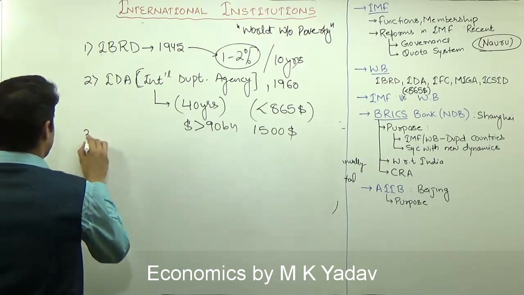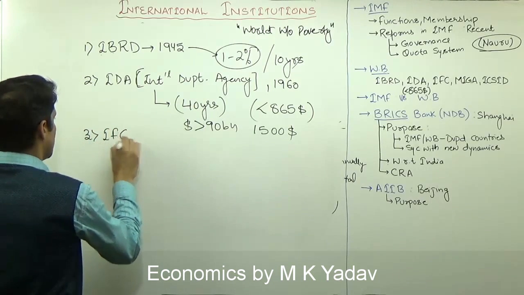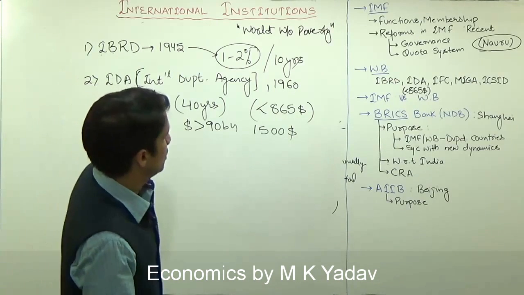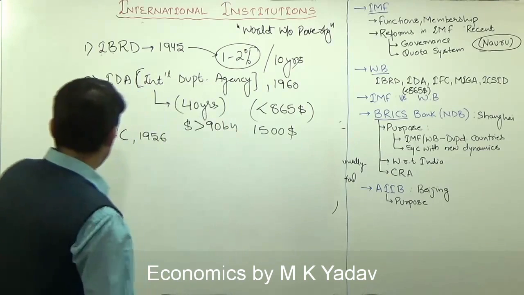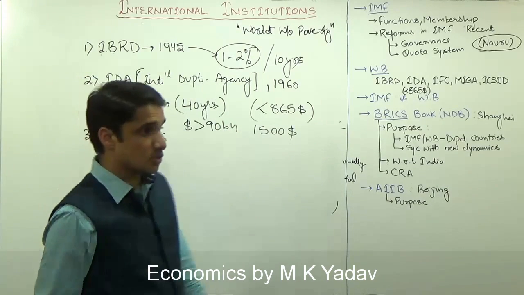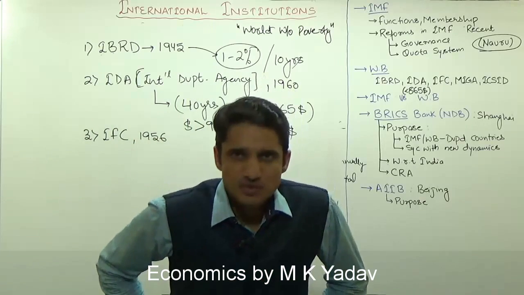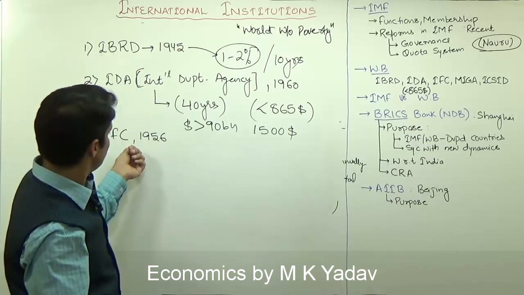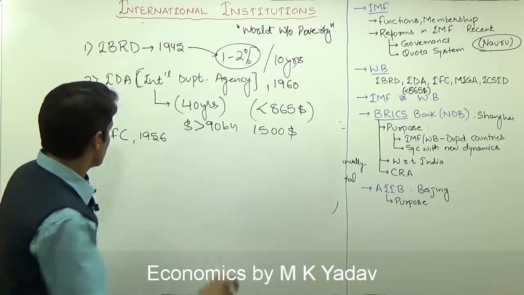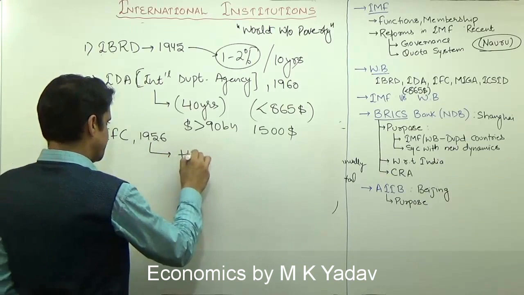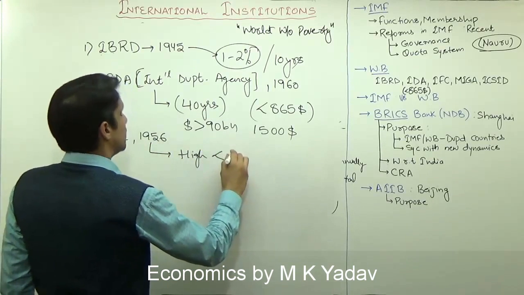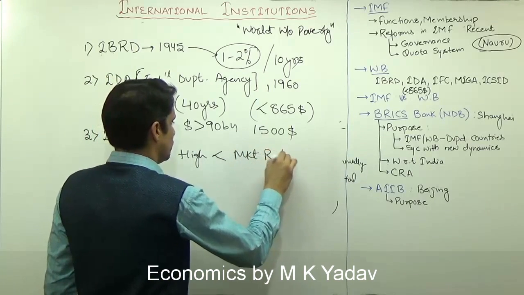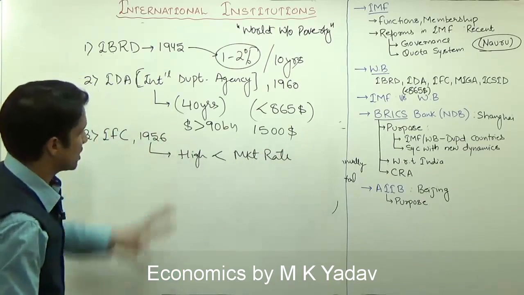Then the third one is IFC, the International Finance Corporation, established in 1956. The International Finance Corporation, as it means, is going to finance something. So IFC is going to finance private institutions, the private companies. Private companies can take a loan from IFC. The rate of interest is high, but less than the rate of interest available in the market. So the market rate will be more. You will get a loan from the International Finance Corporation.